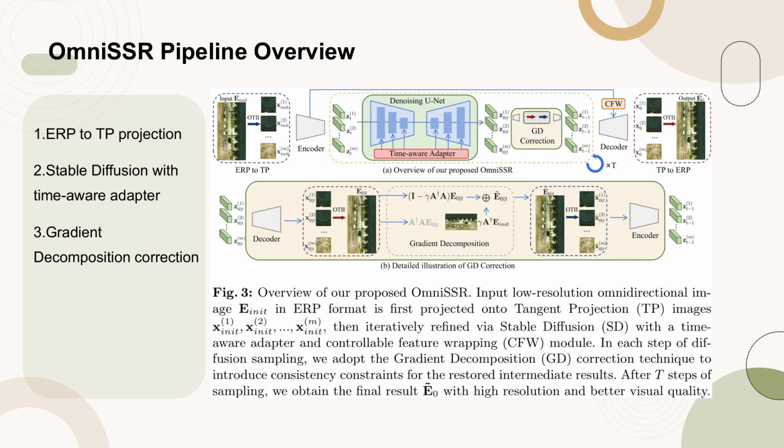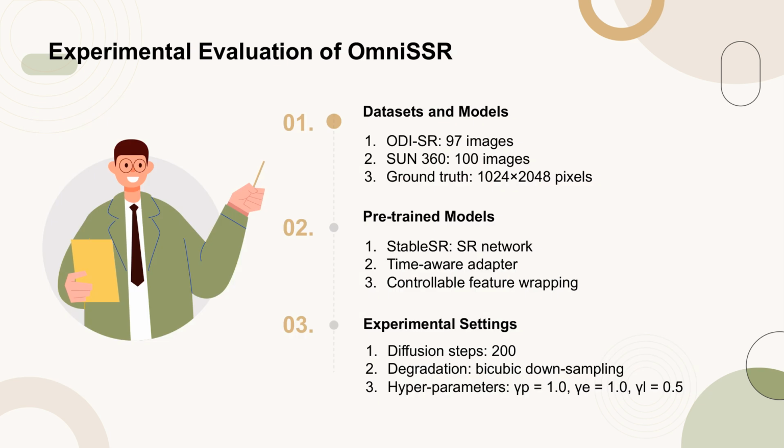After T steps of sampling, the final result E0 is obtained, characterized by high resolution and improved visual quality. For the experimental evaluation of OmniSSR, the authors utilized the ODI dataset with 97 images and the Sun360 panorama dataset with 100 images. The ground truth images were of size 1024 by 2048 pixels.